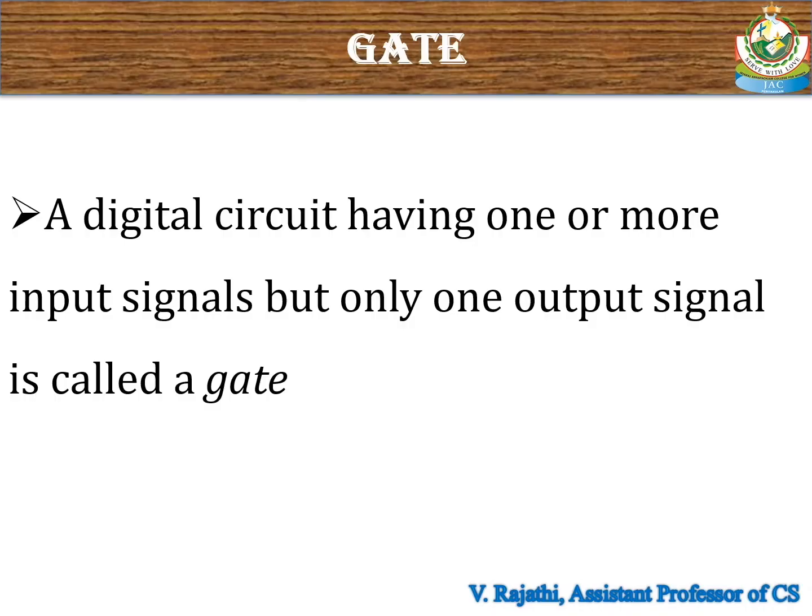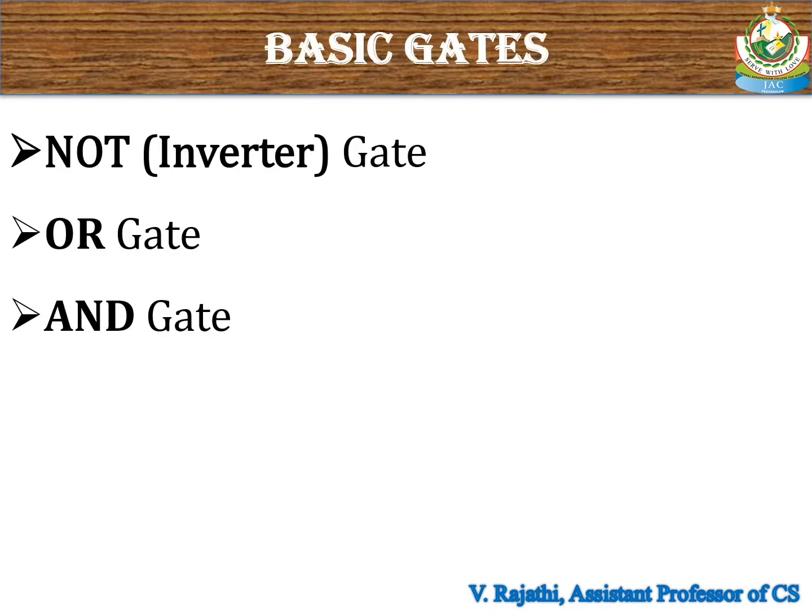We have to know what is a gate. A digital circuit having one or more input signals but only one output signal is called a gate. These are the basic gates. First one is NOT, also called inverter, then the OR gate and the AND gate.